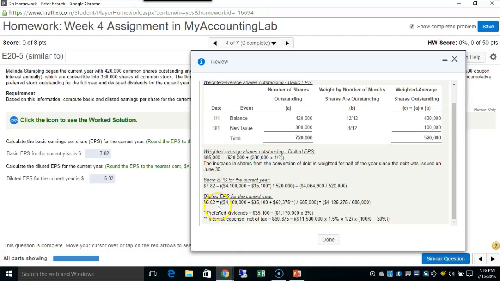So your diluted earnings per share is as follows. Your numerator is going to be 4,100,000 minus your preferred dividend required plus the interest net of tax, divided by your denominator of 685,000 to get $6.02.